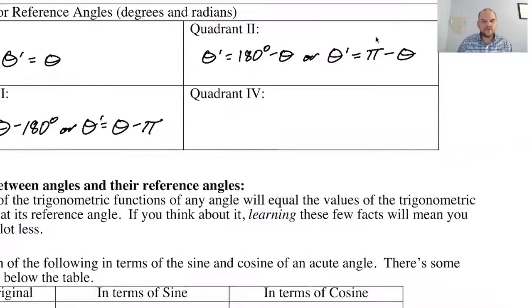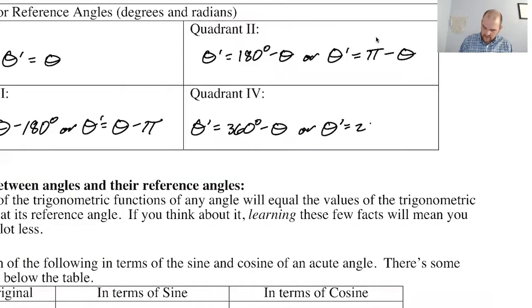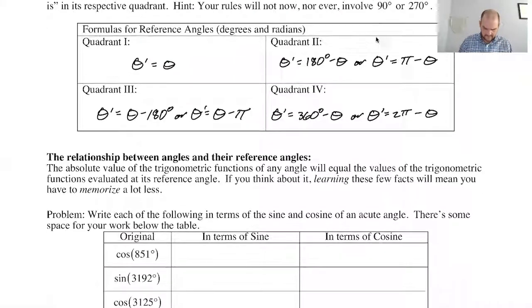And then quadrant 4 is like the weird one because you're talking about how short of a full revolution you are. So instead of using just pi, you're going to have to use 2 pi. It's a little weird. So theta prime is going to be 360 minus theta, or theta prime is 2 pi minus theta. Whichever one you think is more convenient.